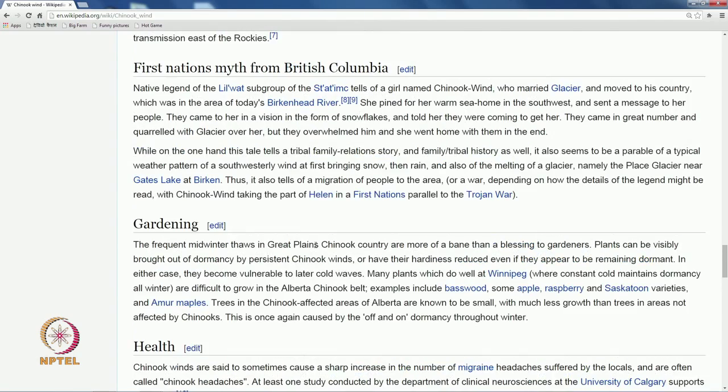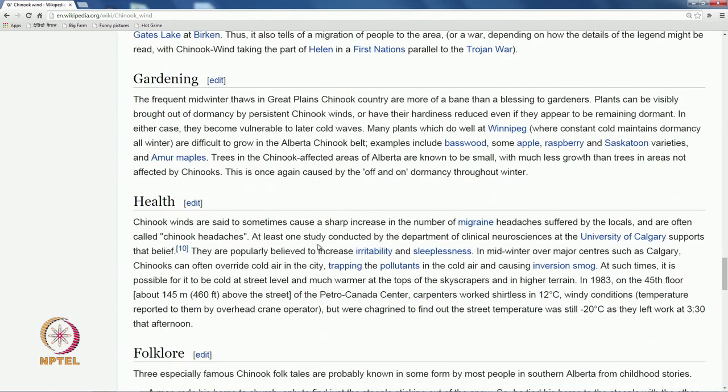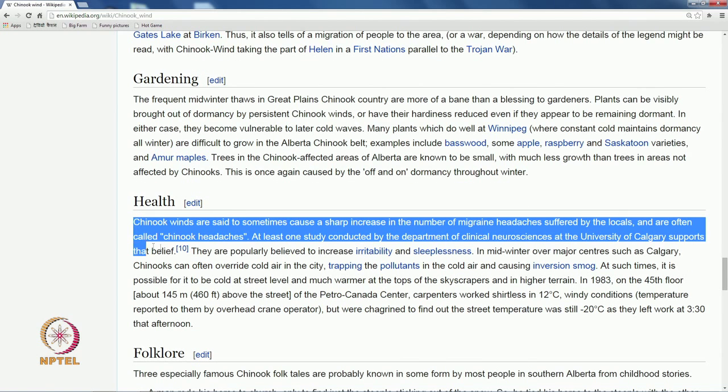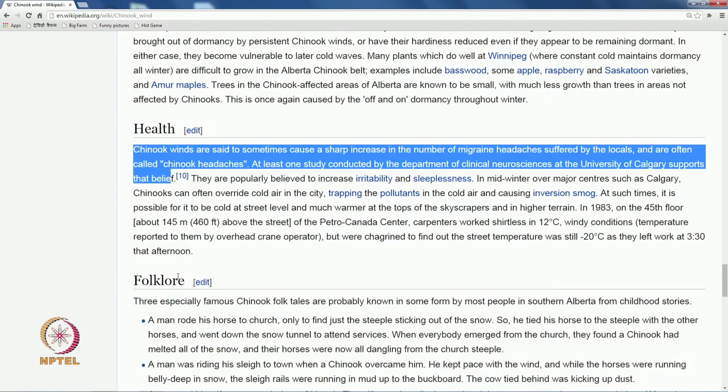Chinook winds sometimes cause a sharp increase in the number of migraine headaches suffered by locals, and are often called Chinook headaches. Studies conducted in the Department of Clinical Neurosciences support the belief that this can cause headaches, irritability, sleeplessness and all that, right?